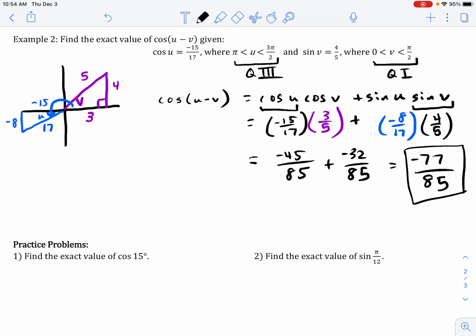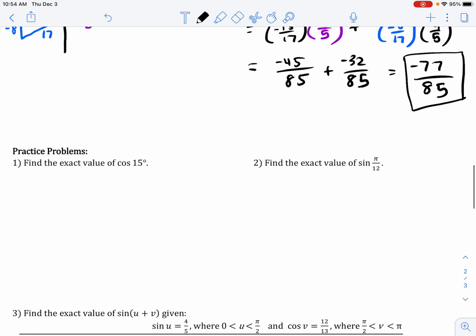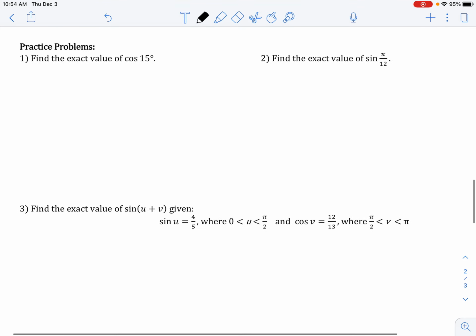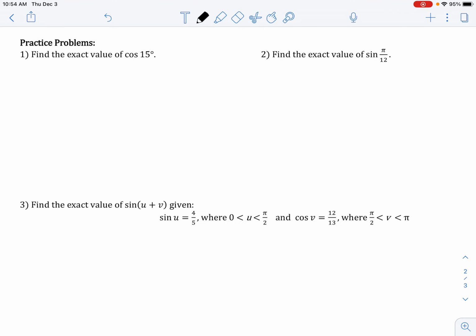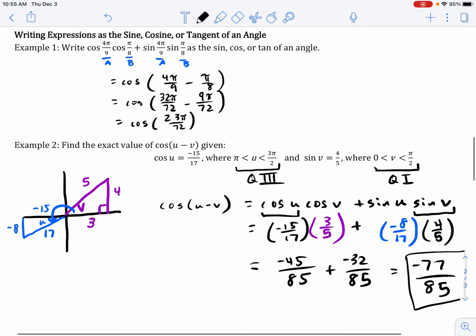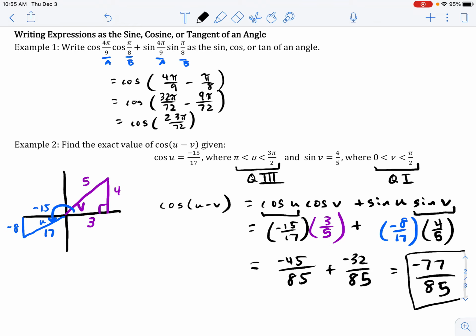We're going to do some pretty similar problems to that just down below. So I would encourage you to pause the video if you haven't already done so and try these problems on your own. But I will go ahead and upload our solutions to this in Google Classroom. But hopefully that helped with the previous two examples of how to evaluate and rewrite using those sum and difference formulas.